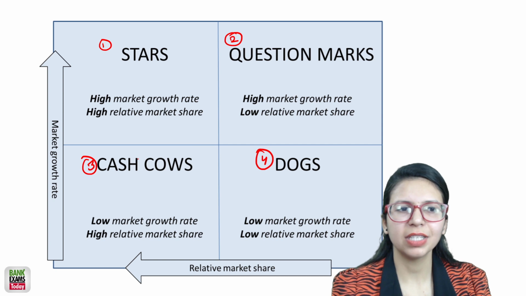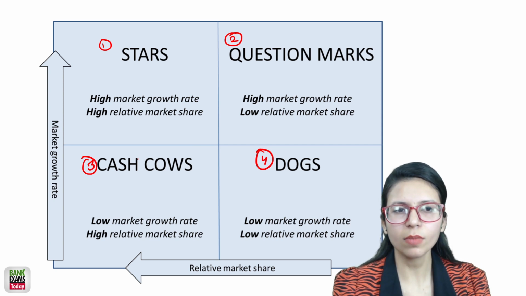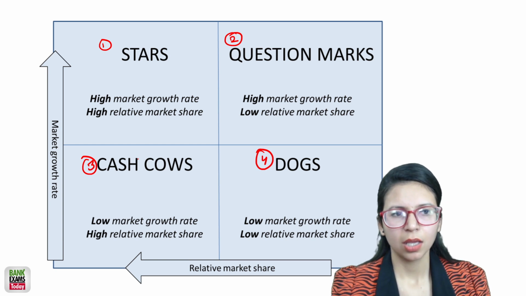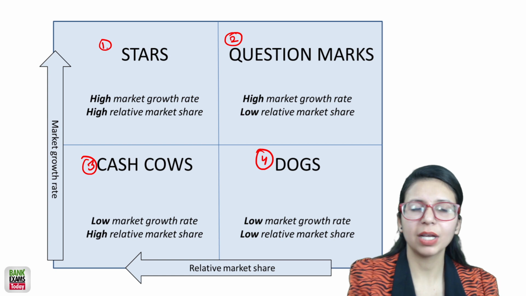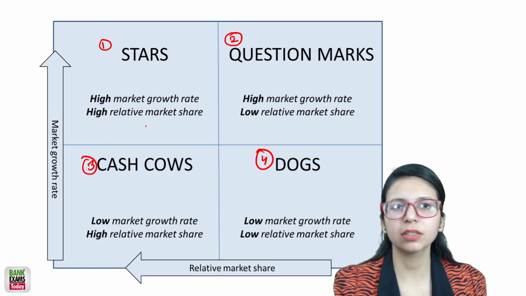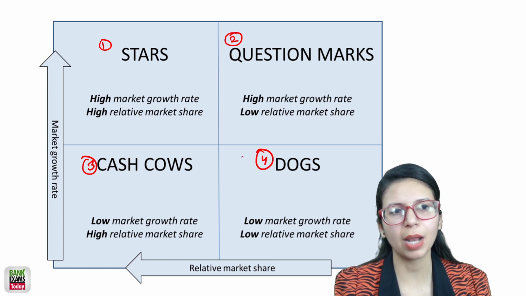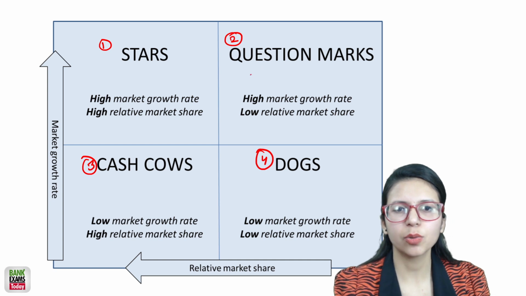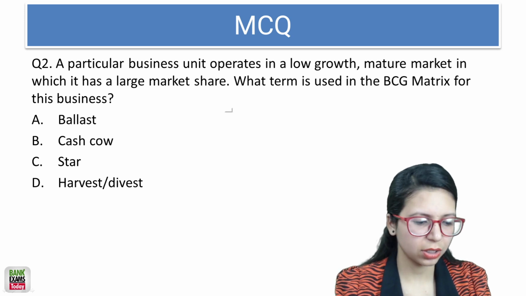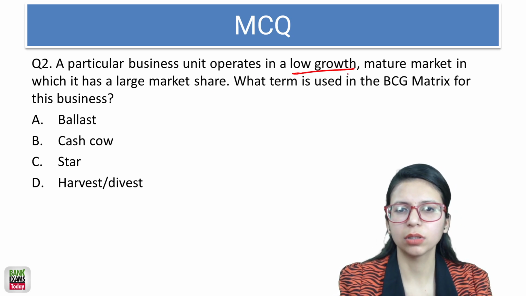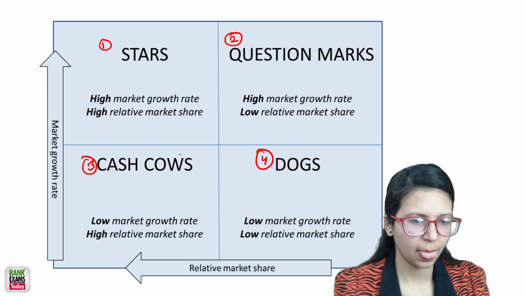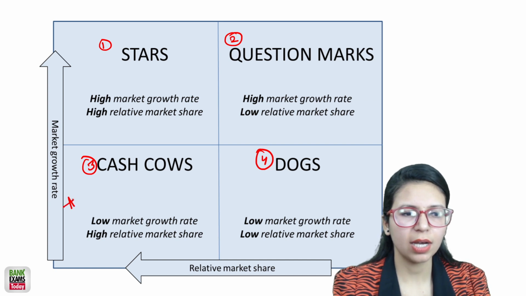Now all of these represent the existing product range of a particular company or business. Keep one thing in mind: it is the existing product, not a discontinued product. A discontinued product is not part of the BCG matrix. So according to our question, the low growth and large market share is here in the cash cows. This is our answer.